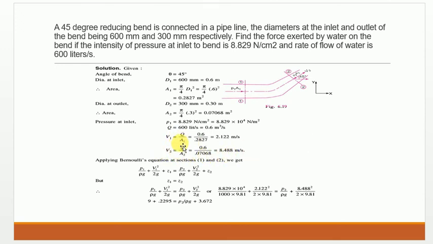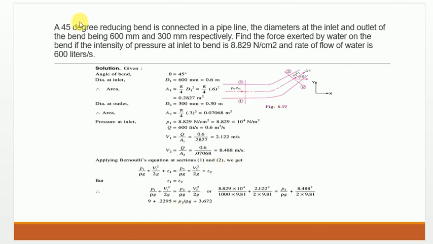If both velocities are known, by applying Bernoulli's equation at sections 1 and 2: P1 by rho g plus V1 square by 2g plus Z1 equals P2 by rho g plus V2 square by 2g plus Z2 for an ideal fluid, plus head loss for a real fluid. We are not considering head losses unless it has been specified in a problem. If nothing is specified, we consider there is no head loss, which just means there is no loss in energy.